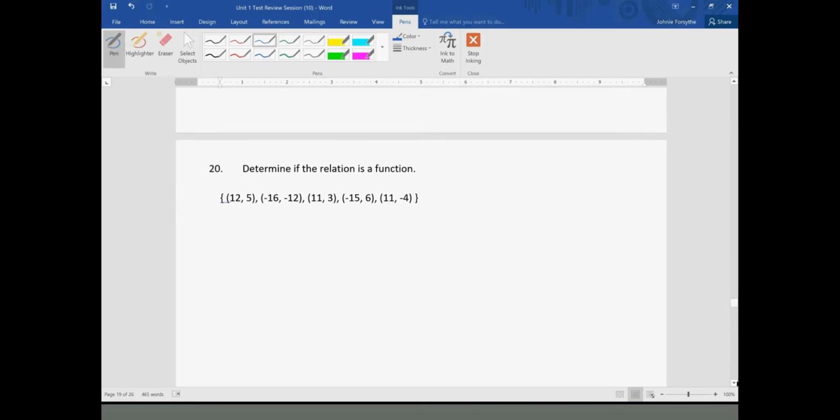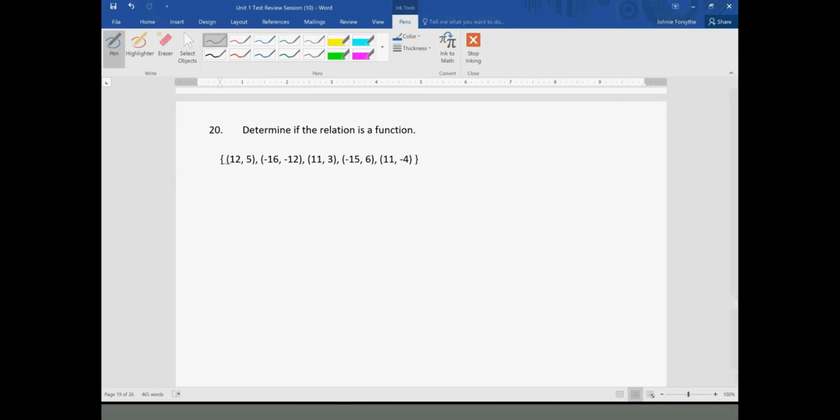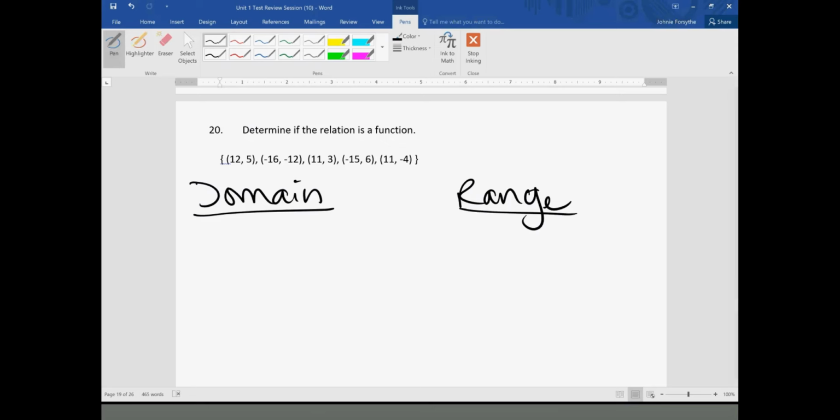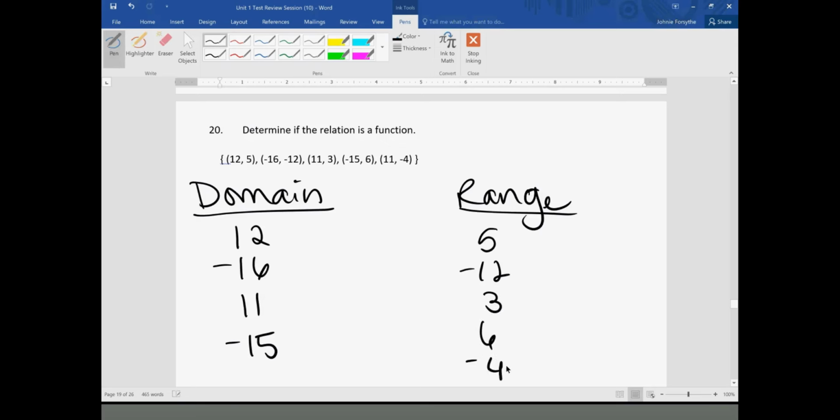All right. So 20, determine if the relation is a function. For this problem, we're going to list the domain and list the range. Short answer is if any of your x values repeat in your set like this, then you know it's not a function. Let's just list out our values. We have 12, negative 16, 11, negative 15, and then 11 again. And for the range, we have 5, negative 12, 3, 6, and negative 4.